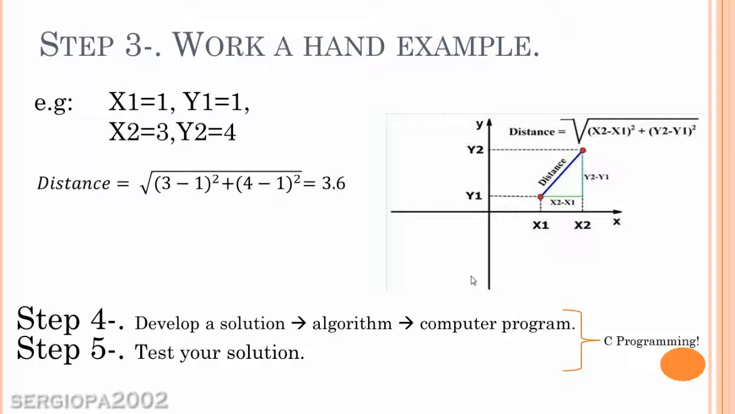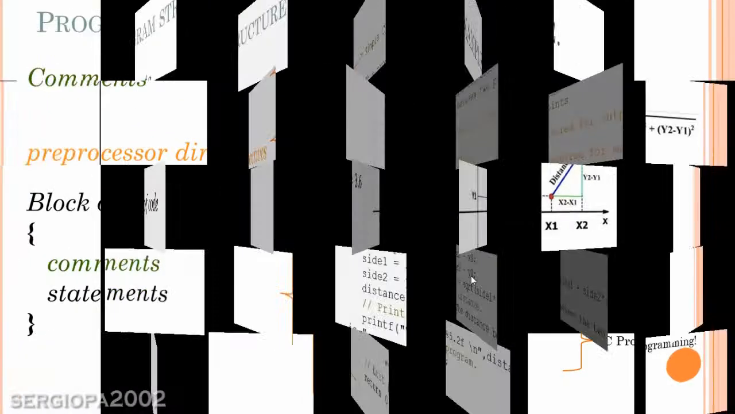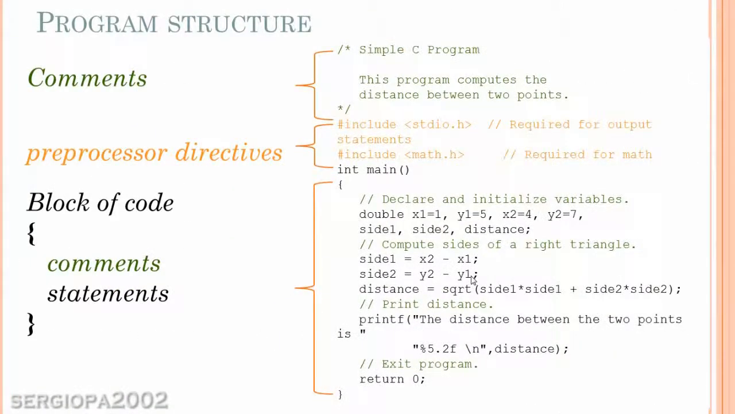Now steps 4 and 5 are where our programming languages will come into play. In this case, C is going to come into play, and it's going to help us to find a solution. Now, this is what a simple C program looks like. The first section that is in green are the comments. The next one, which is in orange, is the preprocessor directives. And the final section there, between those brackets, is the block of code.